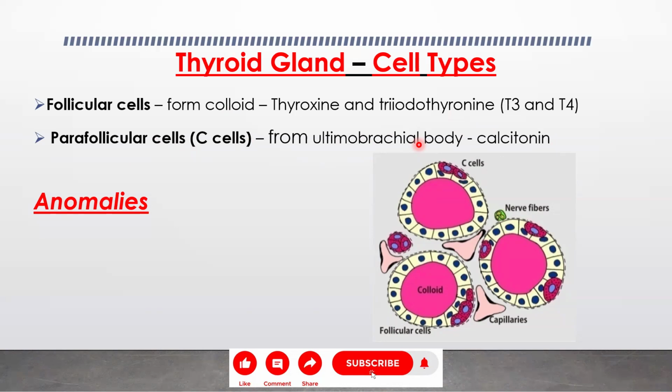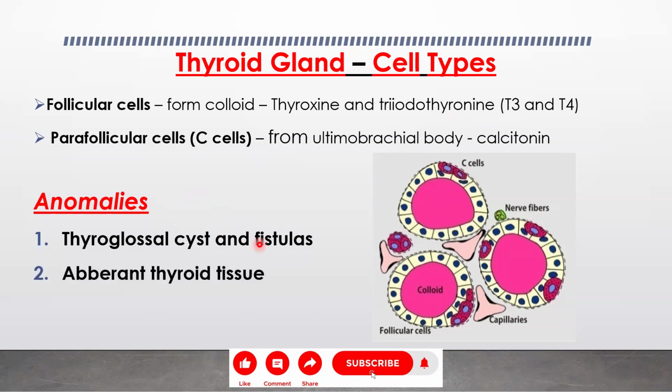What about the anomalies? For the anomalies, we'll have the thyroglossal fistula. We'll see that in a few minutes. Then you have aberrant thyroid tissue.